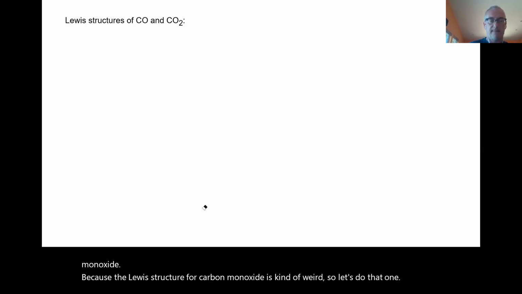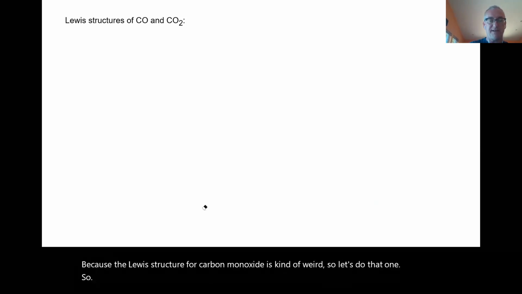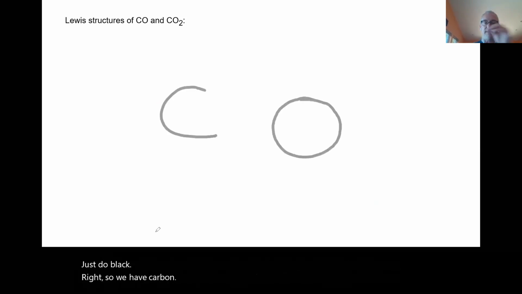So it should be pretty easy just to draw the figure, right? Oh, that's not gonna work. Let's do a darker color than that. Let's just do black for right now. All right, so we have carbon, and we have oxygen. That's it, that's carbon monoxide.